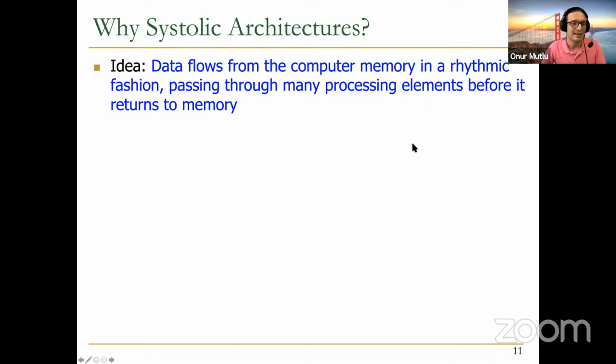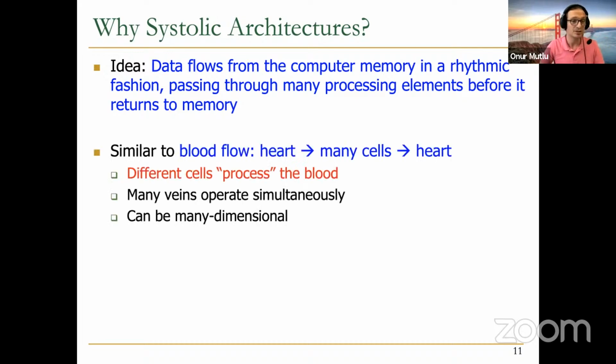So basically, the other way of phrasing this idea is data flows from the computer memory in a rhythmic fashion, passing through many processing elements before it returns to memory. So you need to orchestrate the data, and we will see what this means. So similar to blood flow, heart pumps data into many cells, and many cells return the data to the heart, and this keeps going on and on, essentially. And different cells process the blood. Many veins operate simultaneously, and this can be many-dimensional also.